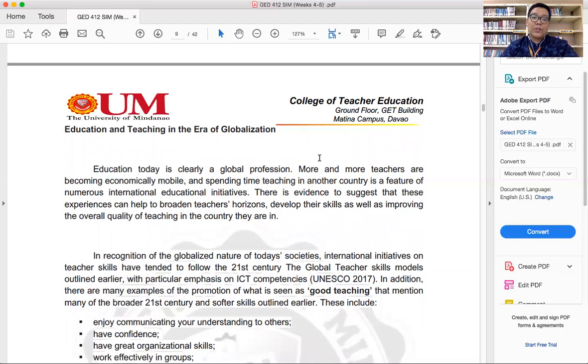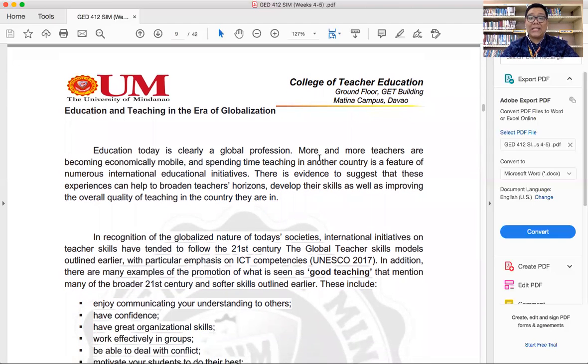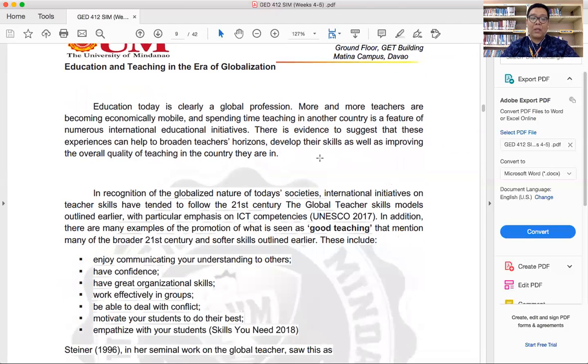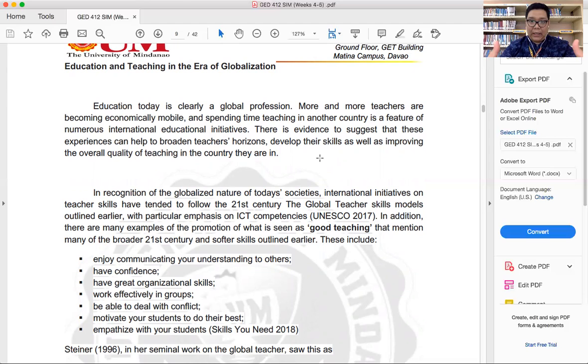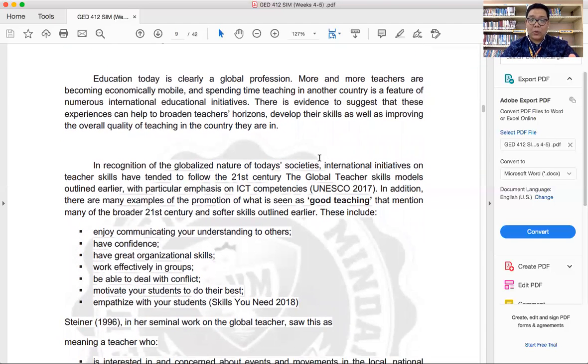In addition, there are also many examples of the promotion of what is seen as good teaching that mention many of the broader 21st century and soft skills outlined earlier. For example, enjoy communicating your understanding to others. So that means having a healthy discussion or intellectual discourse with other people. Having confidence is also one of the soft skills that learners and teachers alike need to possess. Having great organizational skills, working effectively in groups, collaborating or cooperating well, and conflict management is also one.